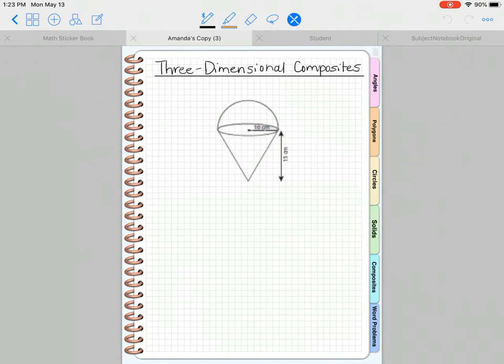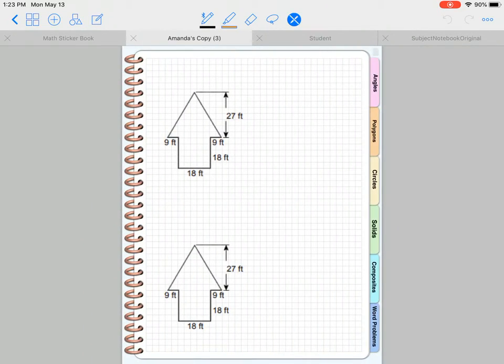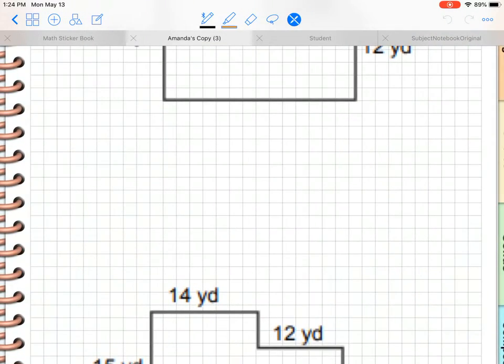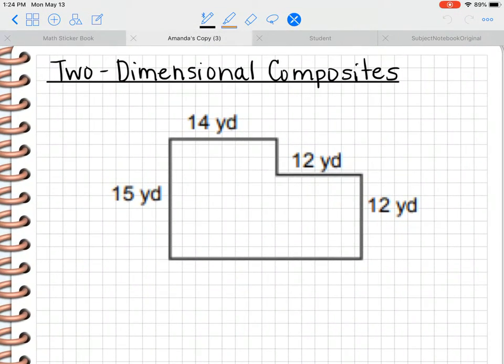So we'll be looking at a lot of different formulas that you already know, but this is a good review of those formulas. So for the two-dimensional composites, I want to find both the perimeter and the area. And that's why you see two of the same problem. So I'm going to zoom in just a little bit, and I promise I won't zoom in and out on you because I realized how very difficult that is to watch. And I'll only zoom if it's necessary.